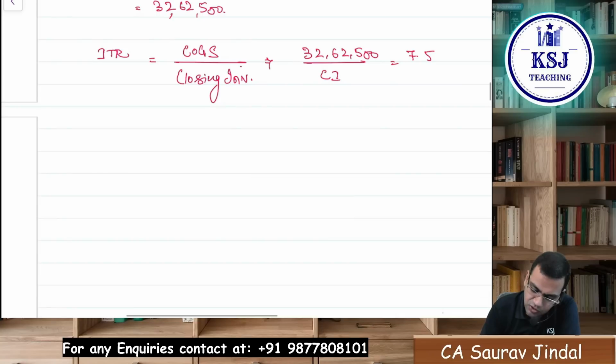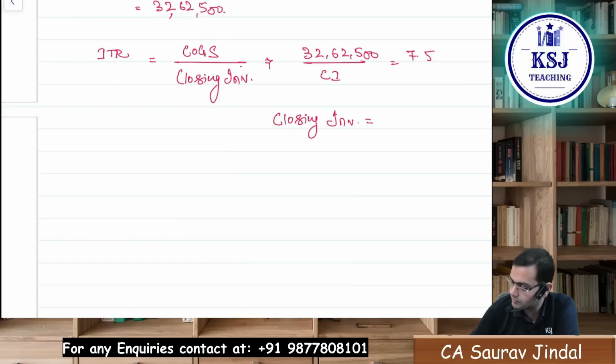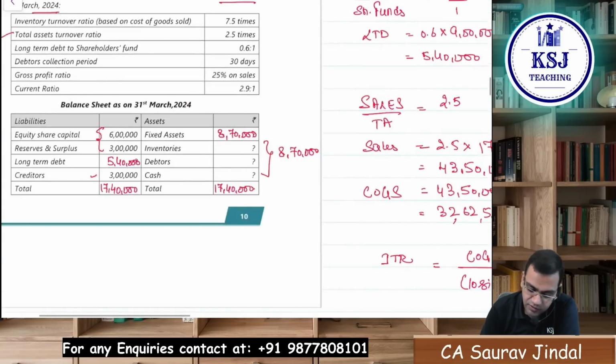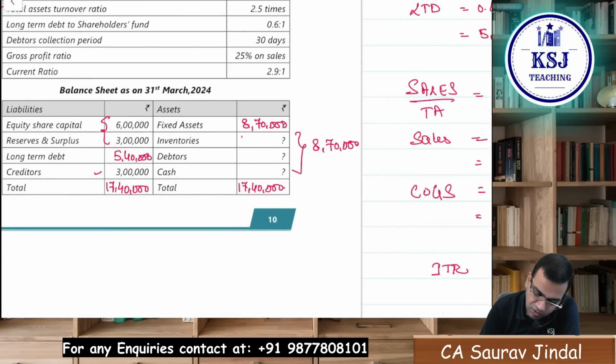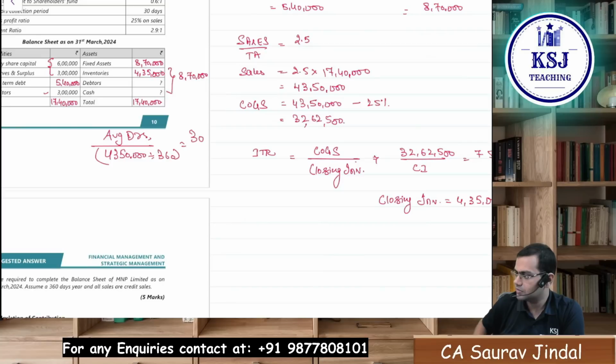So what will be the value of closing inventory from here? That will be 4,35,000. Okay, sir. Inventory is 4,35,000. Now what is left? Debtors. What is given regarding the debtors, sir? Debtors collection period is given.